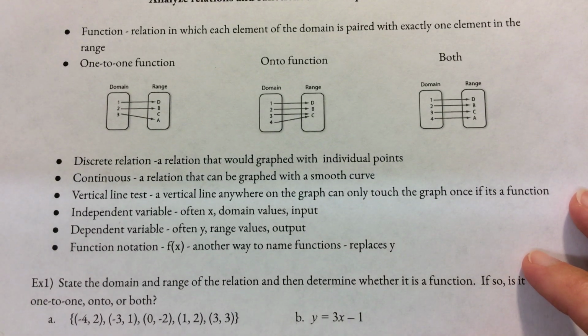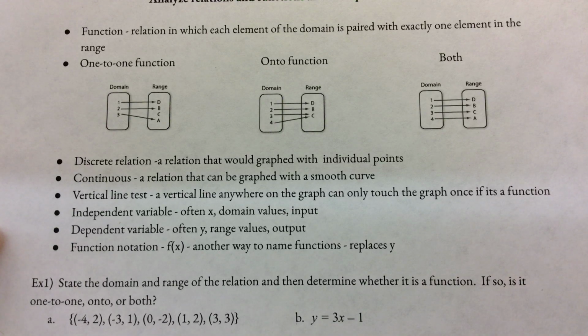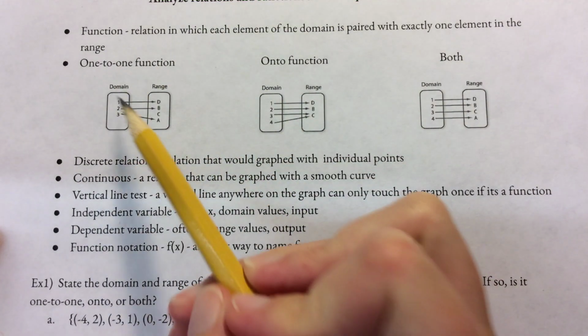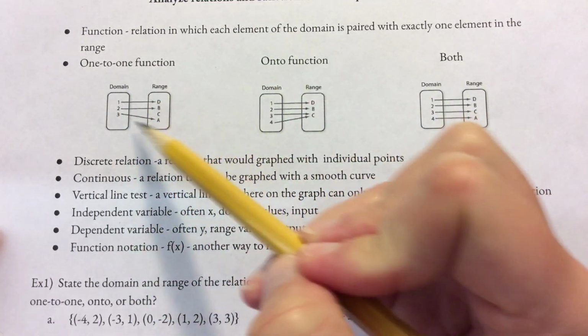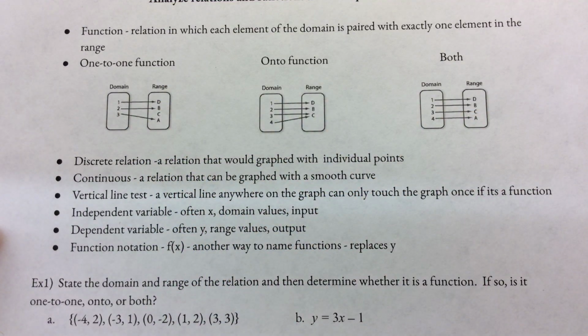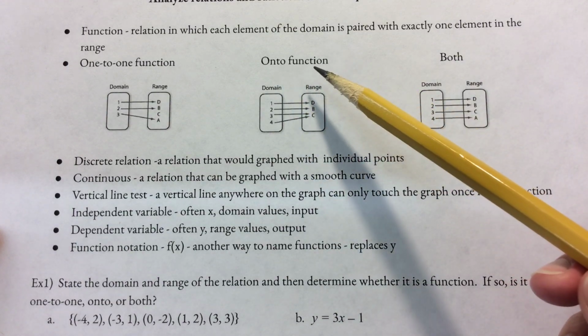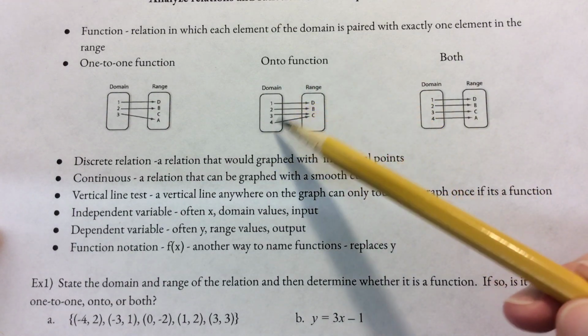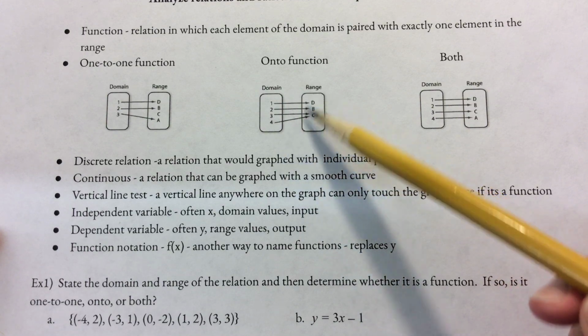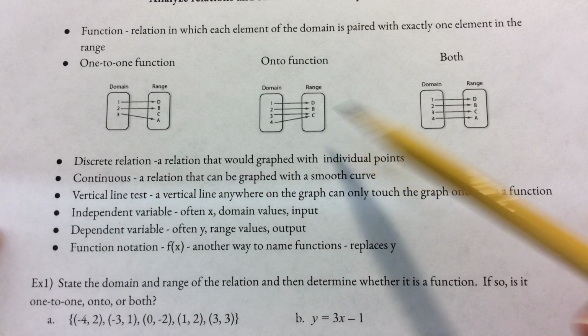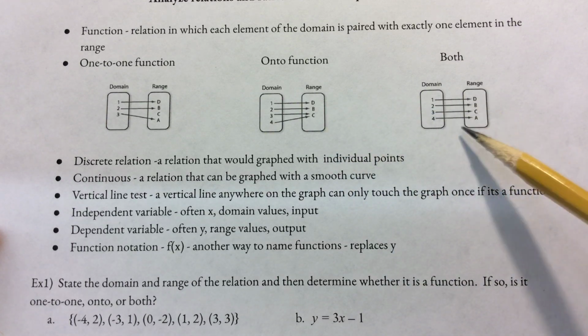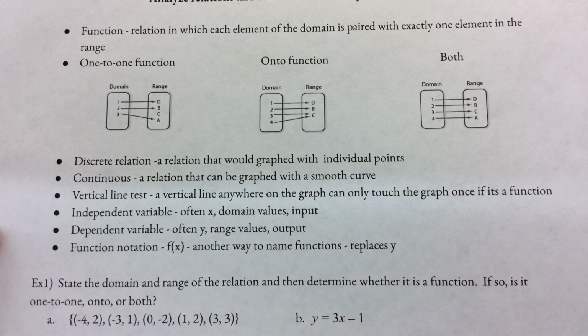So a function is a relation in which each element in the domain is paired with exactly one element in the range. This is an example of a one-to-one function. So you can see that everything in the domain is going to its own individual thing in the range. An onto function is saying that everything in the domain is taking up all of the elements in the range here. And when it's both, they're all going to one and they're all being used up there.